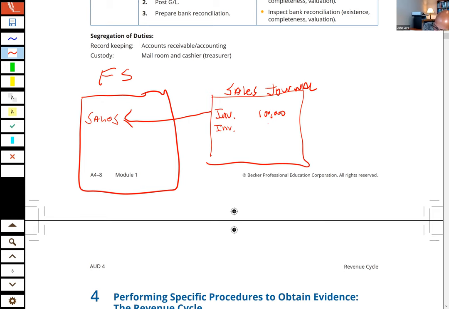Invoice number two, right? And that one's going to have, say, 50,000. And then I've got invoice 17. And that one's for, I don't care, 10 million. Doesn't matter. Okay. All right. Good. Now, what happens? What the auditor decides to do is go over and look at some supporting docs.